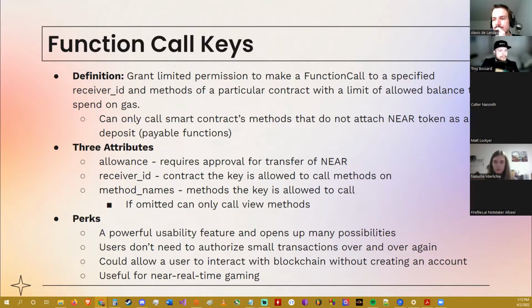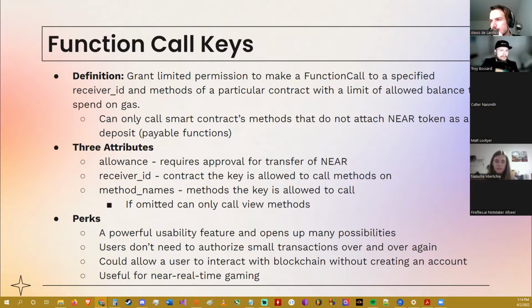There are 3 attributes that are important with regard to function call keys. That would be the allowance, which requires approval for transfer of Near, the receiver ID, which is the contract that the key is allowed to call methods on, and the method names, which are the methods that the function call key is allowed to call.